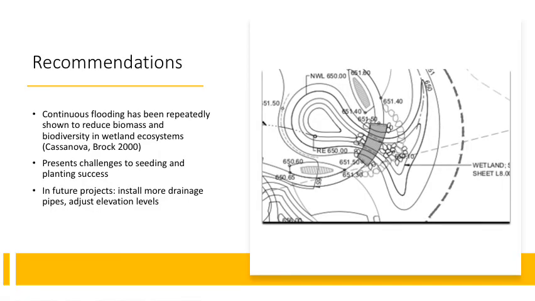My recommendations to Cincinnati parks are first and foremost to prevent flooding in any future projects. Frequent flooding has been shown to reduce biodiversity and biomass and make it very difficult for seeds to establish. Flooding at this site could be alleviated by adjusting the elevation levels of the wetland shore and also by installing more drainage leading out of the wetland.